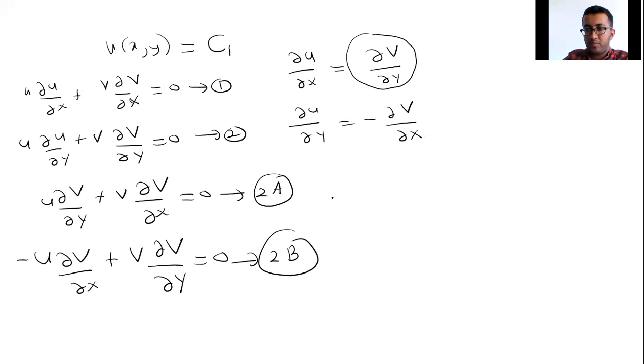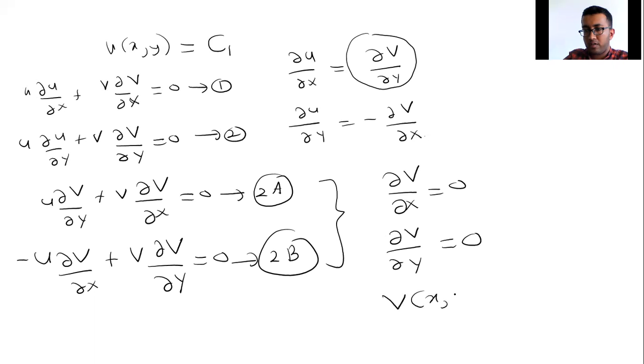So as I did in the previous case, in this case also you can show that ∂v/∂x is 0 and ∂v/∂y is 0. So therefore you can conclude that your function v(x,y) is also some constant function. I am not going to do this simplification because in the previous part I did that. So you can apply the same procedure to this case and you can show that the function v(x,y) is a constant function, right?